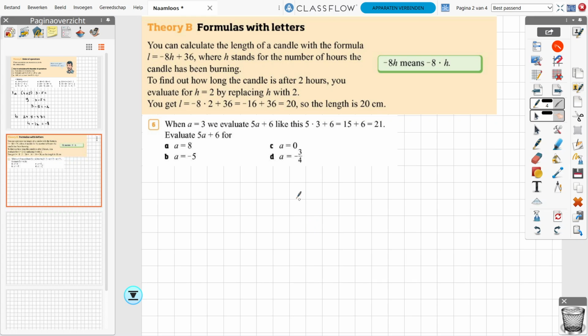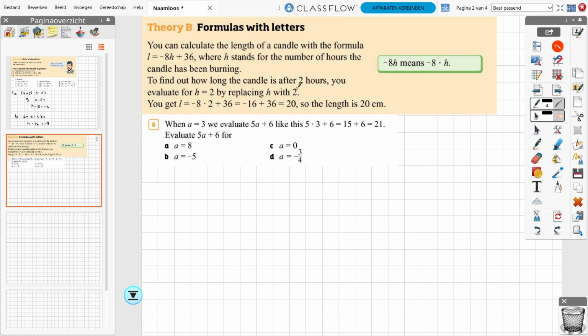And then theory B was just working with letters, when we have formulas with letters and what they mean. Remember, mathematicians are lazy. So if we have a practical example like the length of a candle with the formula L equals minus 8H plus 36, we don't write down the length of the candle equals minus 8 times the hours that the candle has been burning plus 36, because that takes up a lot of our time. So the letters are just abbreviations for certain things. The L means the length of the candle, and the H means the number of hours the candle has been burning.